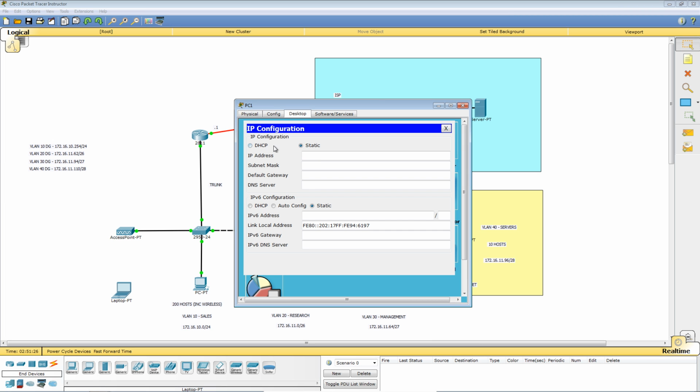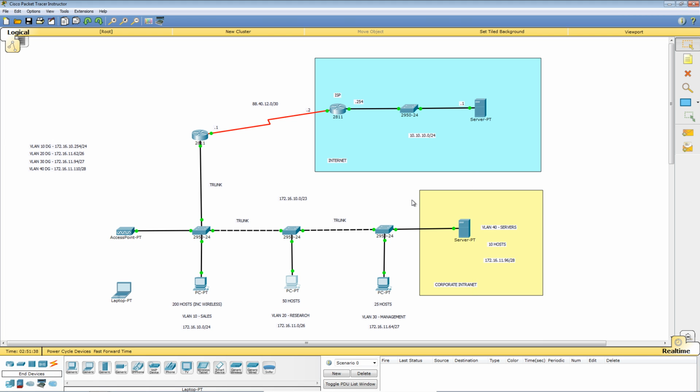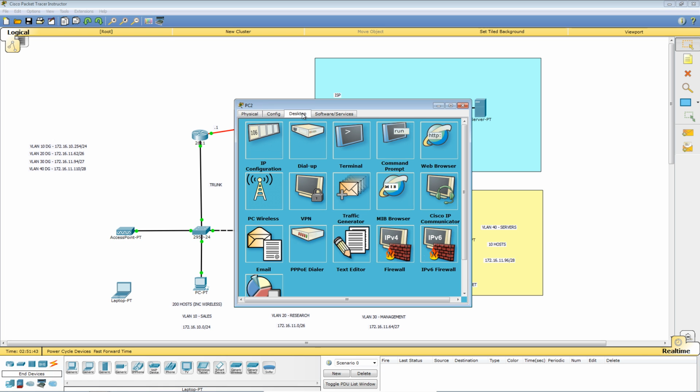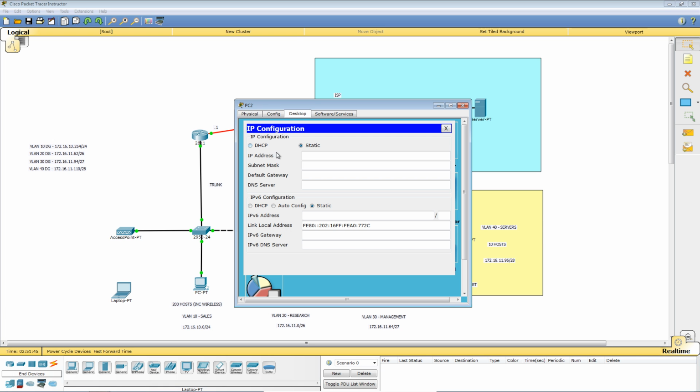Desktop, IP configuration, DHCP. This should get 11.1, and it does. The /26 mask, 11.62 for my default gateway, 10.10.10.1 for the DNS server. Finally, last PC, the management VLAN, DHCP, should get 11.65, which it does. /27 mask, default gateway of 94, 10.10.10.1.